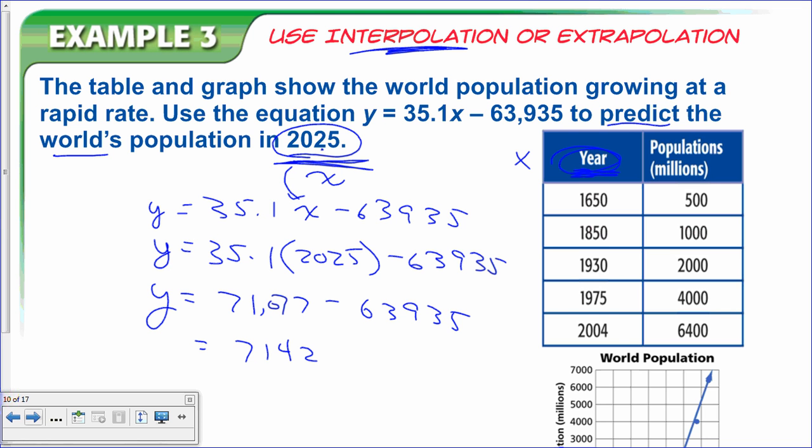Okay, now, we have to understand that this is in what? Millions. Okay, so this should be 7,142 million. See how we're doing that? Anybody have any questions on that?